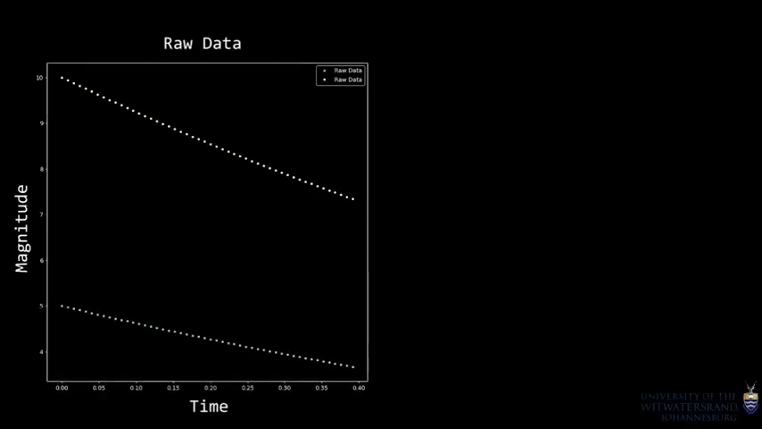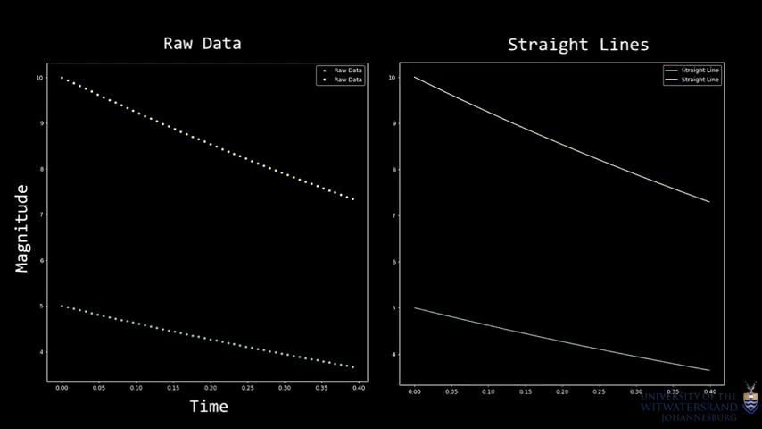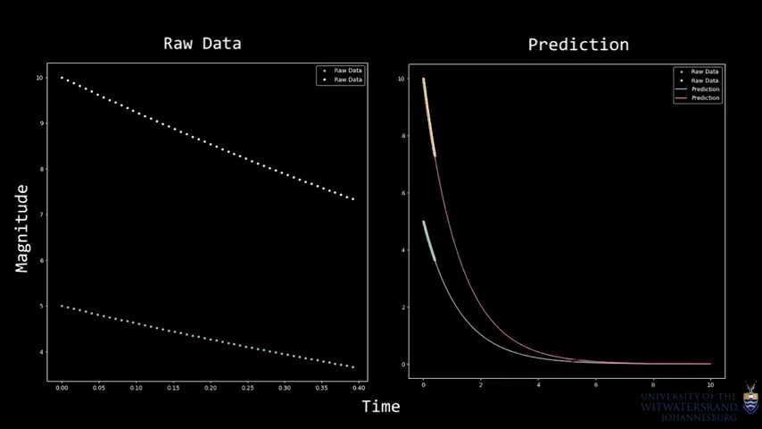Imagine you were asked to predict or forecast how these two lines would behave in the future. If you trained a predictive algorithm on these data points, you would discover that the initial straight line trend is actually the beginning of two exponentially decreasing curves.